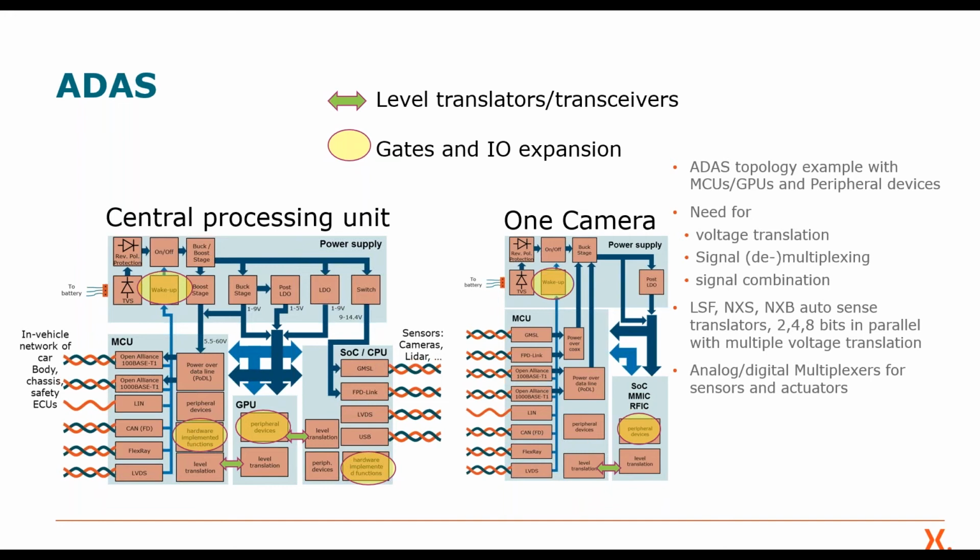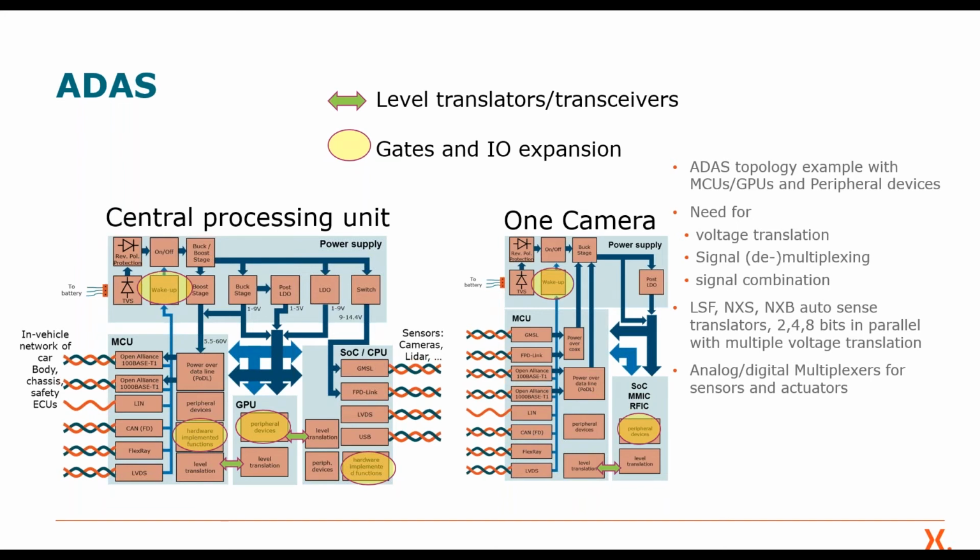If you look at modern smartphone processors, they now have a supply voltage of 1.1 volt or even below, and peripheral devices are very often still in higher voltage areas such as 5 volt, and there's a lot of need for voltage translation. I've marked here in green arrows where we can see in this example a requirement for voltage translation. Apart from that, we also need simple gates for signal combination and I/O expansion, where again we can use multiplexers and shift registers.